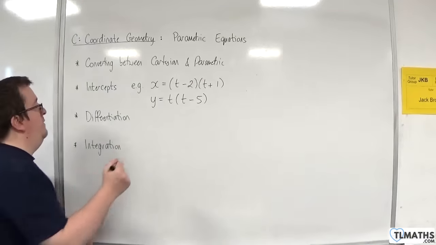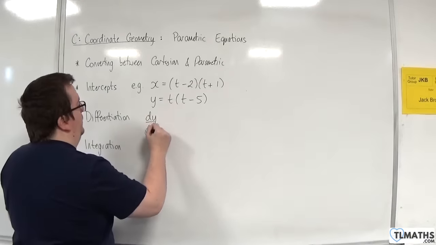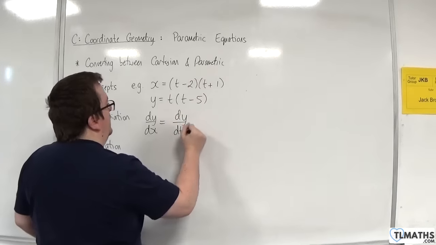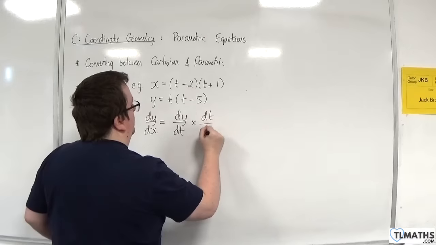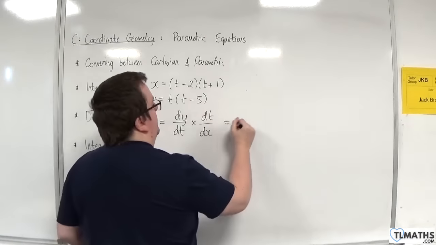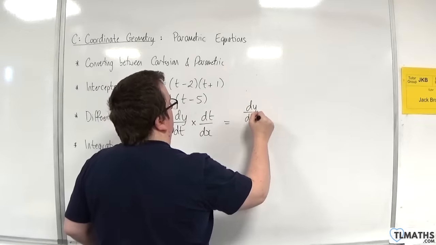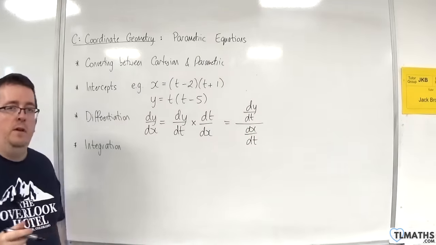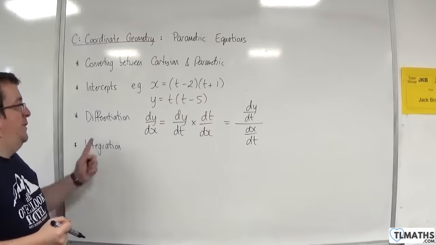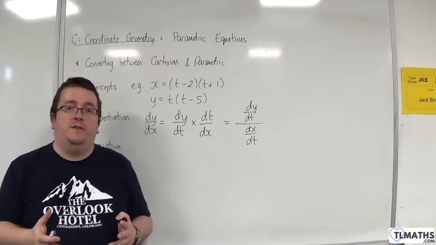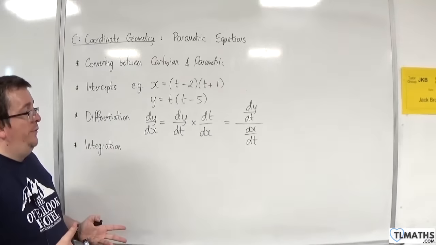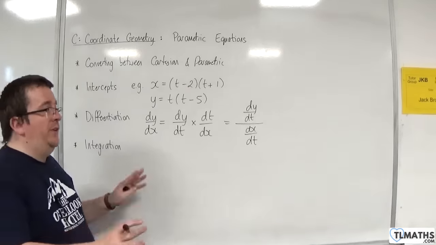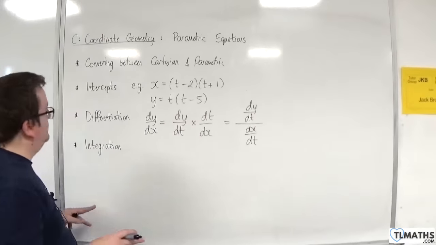Okay, so you need to know that dy/dx is equal to dy/dt times dt/dx. Now some people remember that as (dy/dt) over (dx/dt), and quite often people prefer that. Now with differentiation, you might be asked to find stationary points, but you won't be asked to go into second derivatives. Okay, so anything with second derivatives, we're not going to deal with.